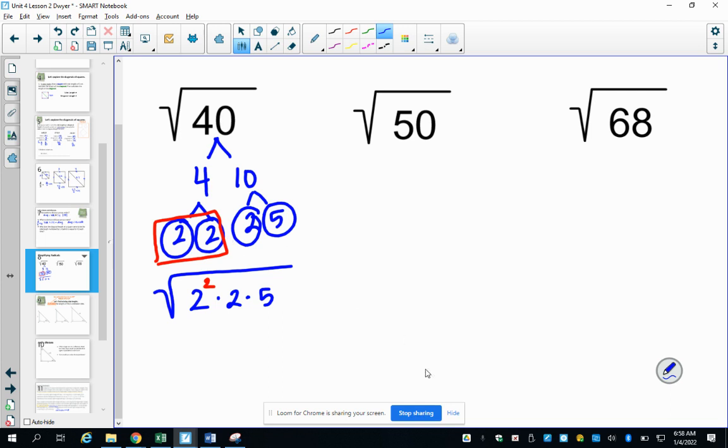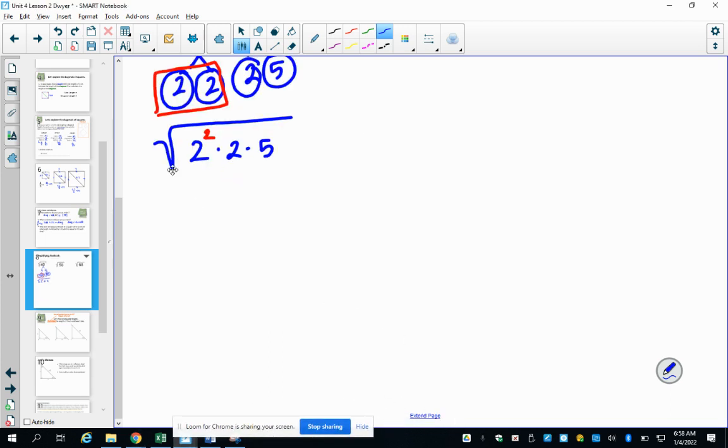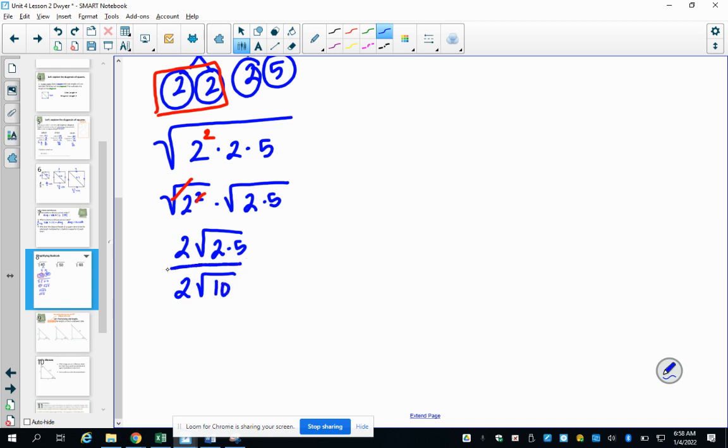You can rewrite it like this. We can separate these radicals. I can separate this one, and then I leave under the radical the ones that don't have a squared exponent. The square root of 2 squared is just a plain 2. And these two stayed under the radical because they only have an exponent of 1. So this is 2 square root 10. I would multiply those back together. So square root of 40 simplifies to 2 square root 10.